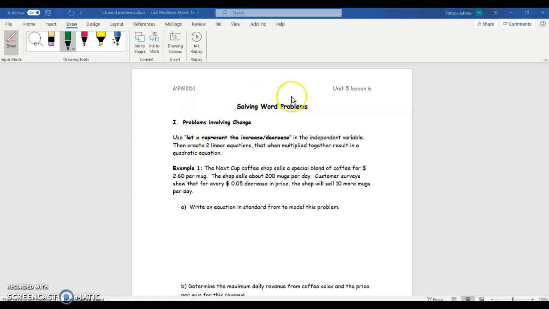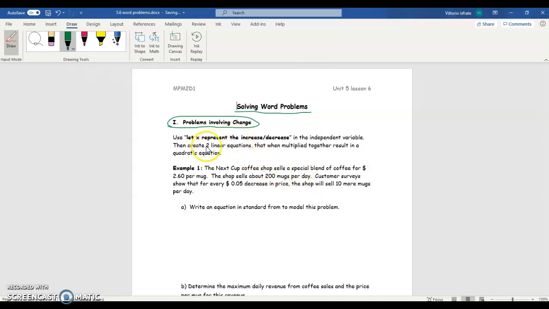This is lesson 5.5b, also called lesson 6. We're doing some more solving of word problems involving quadratics. In the previous lesson, we did one example, a problem involving change. Someone wanted to decrease the price and see what the maximum profit would be, as the decrease in price would lead to an increase in sales.